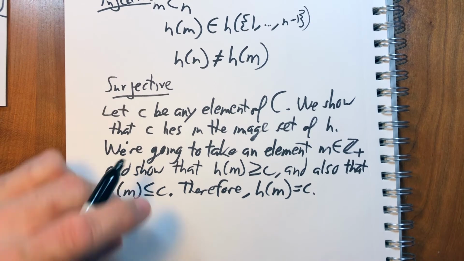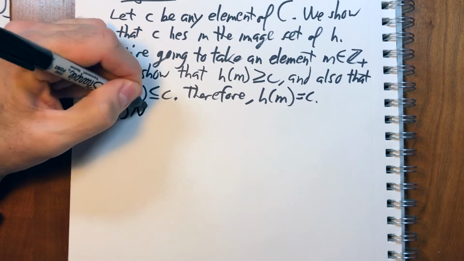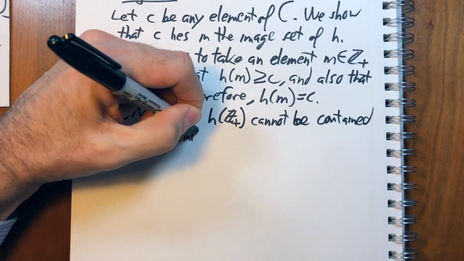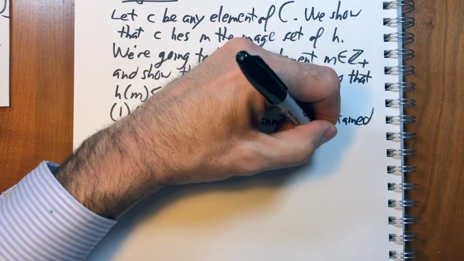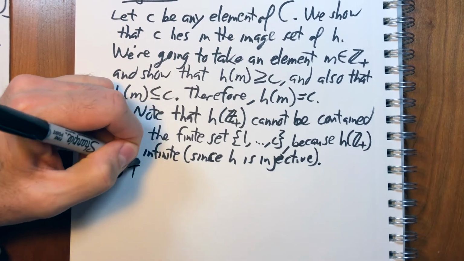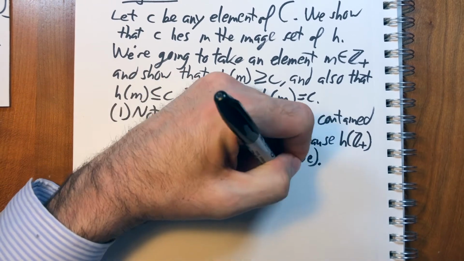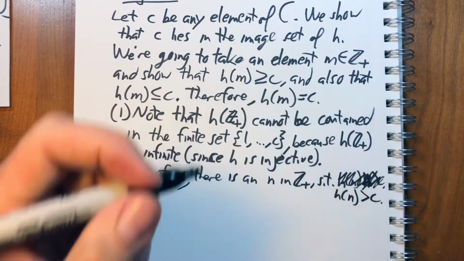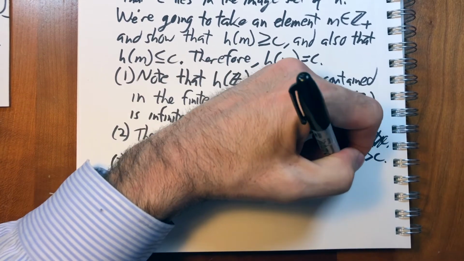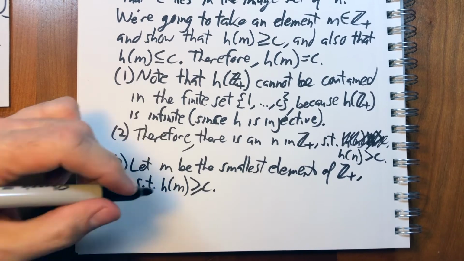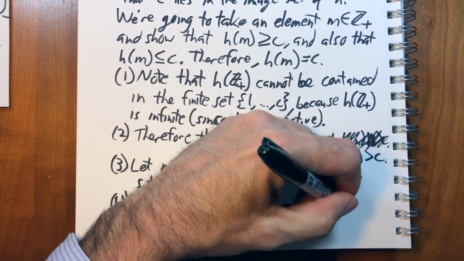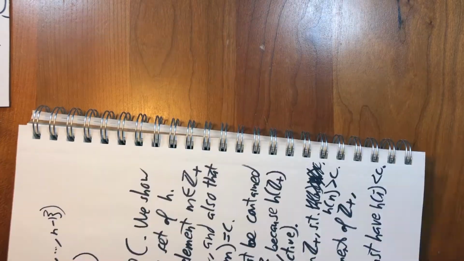Remember, we'll go over all these carefully after I write them down. First, note that the image set of the positive integers for H cannot be contained in the finite set of integers from 1 to C, because H of the positive integers is infinite since H is injective. Therefore, there's an n in the positive integers such that H of n is greater than C. Third, let m be the smallest element of the positive integers such that H of m is greater than or equal to C. Then for all i less than m, we must have that H of i is less than C.